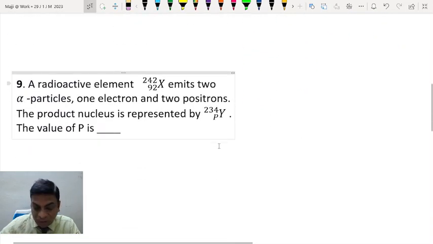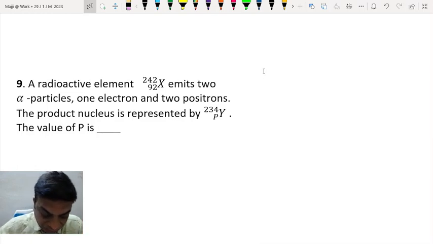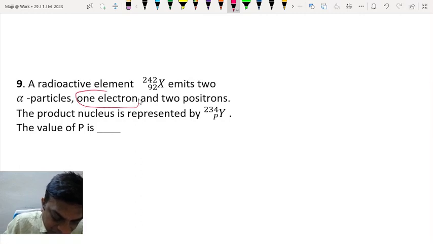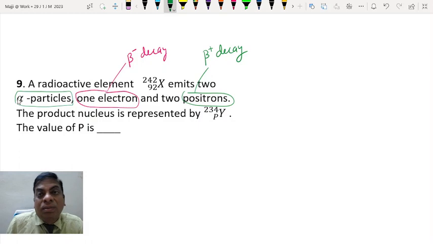Then moving on to the next question, a radioactive element X emits two alpha particles, one electron and two positrons. The product nucleus is represented by this. Now students, you have to understand that this electron is because of a negative beta decay, and these positrons are because of a positive beta decay. Beta decay affects only the atomic number, not the mass number, whereas alpha particles will affect both the atomic number as well as the mass number.